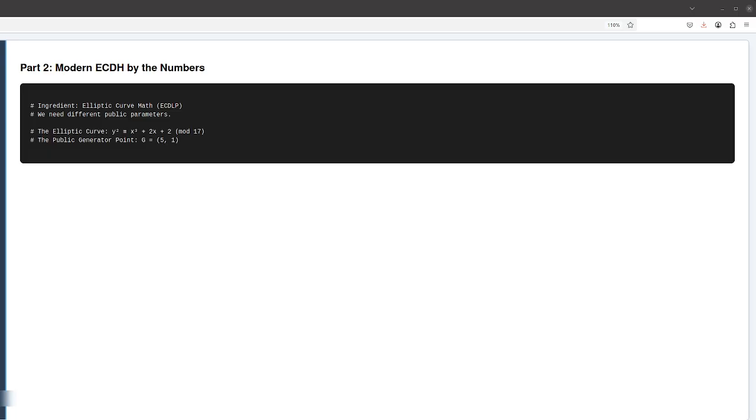For this example, we'll use our familiar toy curve: y squared equals x cubed plus 2x plus 2 mod 17, with our public generator point G equals (5, 1). These parameters are public knowledge, just like p and g were in the last example.